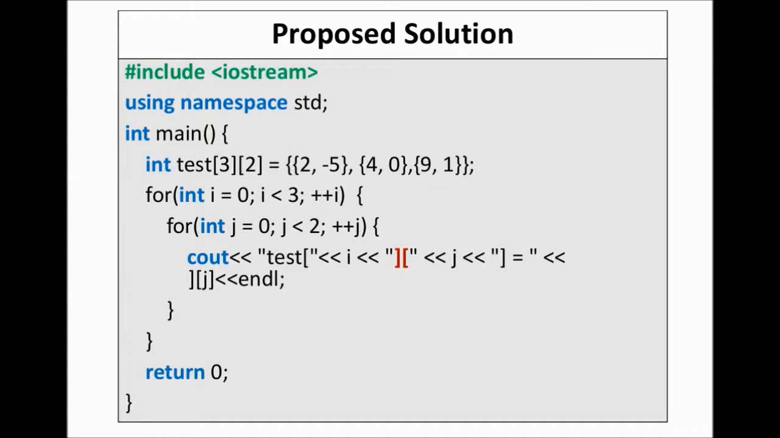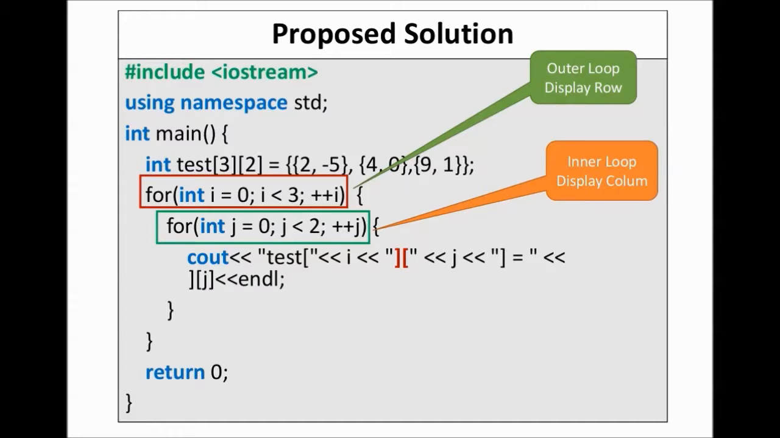Then we use the cout object to display the value stored in this array test. We write test[i][j], and this will display the elements stored in each index of the array. Here is the outer loop used for rows, and the second loop is used for columns.